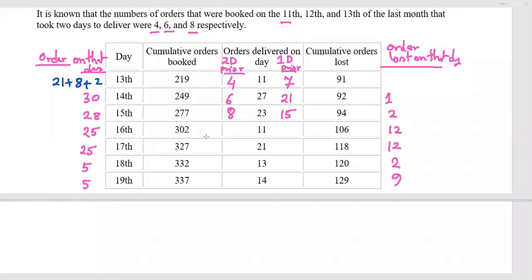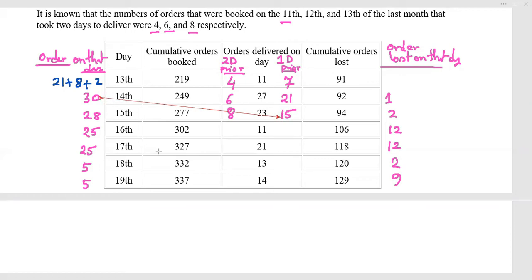Now, to get the data filled in for the 2 days and 1 day prior information, let us take the 11 orders delivered on the 16th. What is the logic? This order of 11 consists of 1 day prior and 2 day prior. Now already on the 14th, 30 orders were booked. Out of the 30, one part is this, which is 1 day prior, 15.